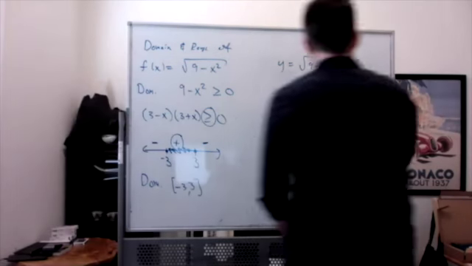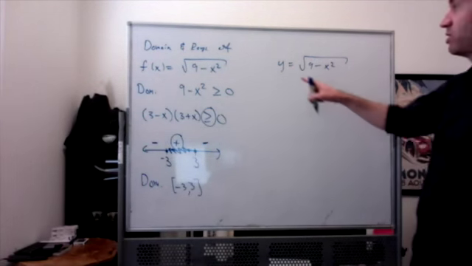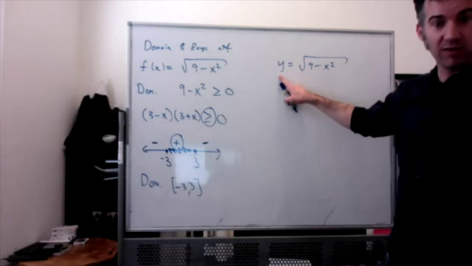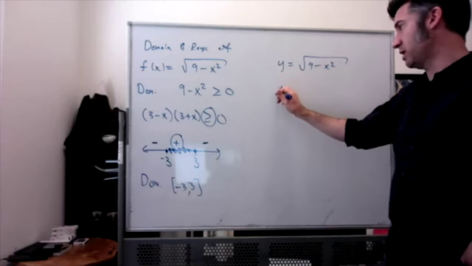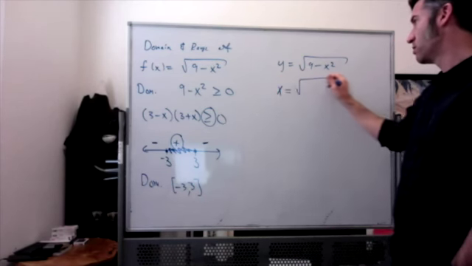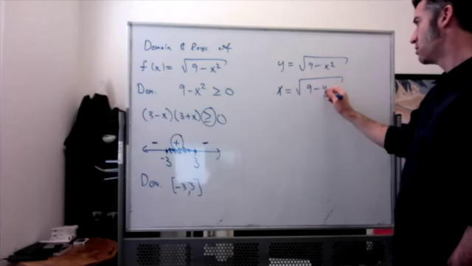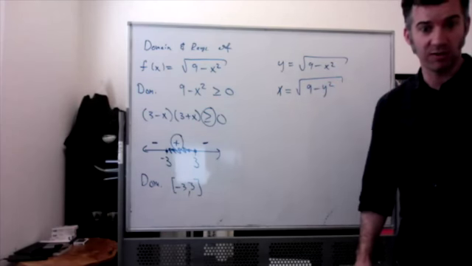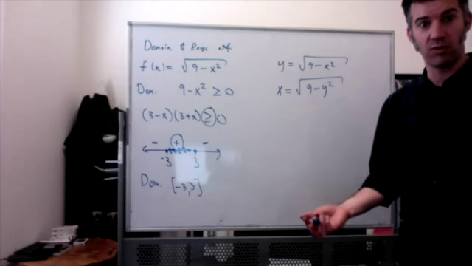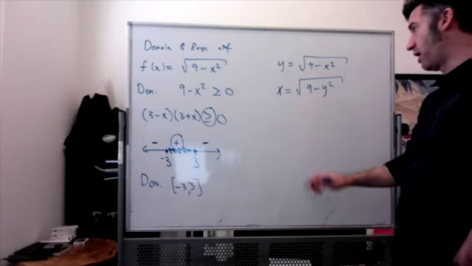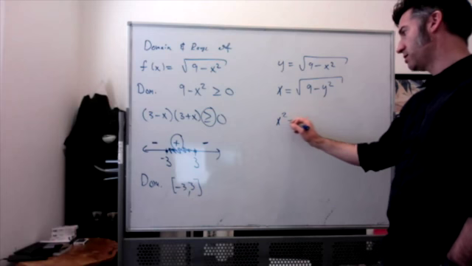The square root of this is greater than or equal to 0, which means we already know that y has to be greater than or equal to 0. So when I switch these, x has to be greater than or equal to 0 because you interchange the roles. Then we can try solving for y. Square both sides.